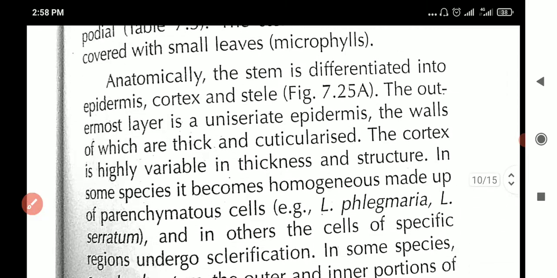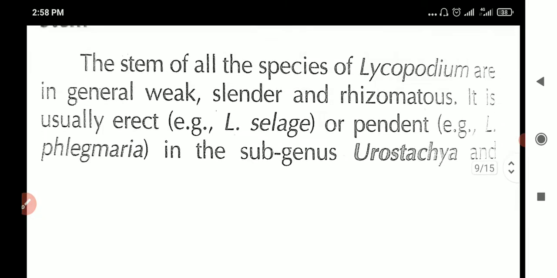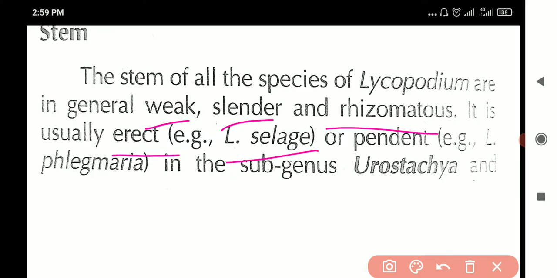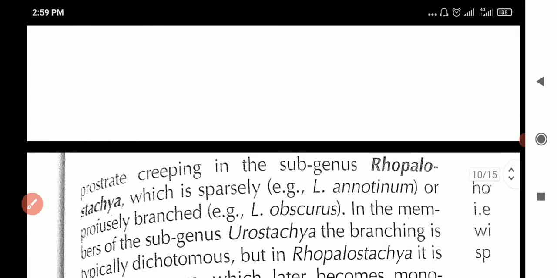Now let's see in the text what they have written about the stem. If you pick up a Lycopodium, you will notice that the stem is quite weak. They are soft because they are lower plants. They are not like rose bushes or pine trees. They are weak, thin, that is slender, and they have rhizomes. It is erect like Selaginella or creeping on the ground like Phlegmaria. That's not important.